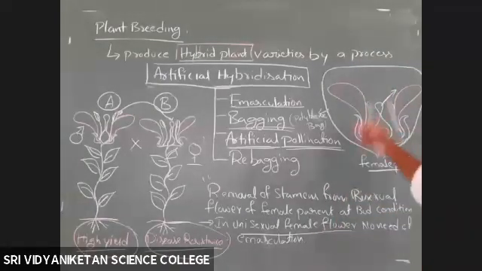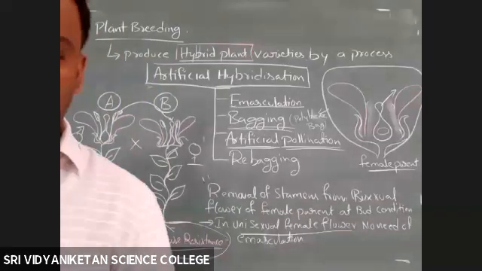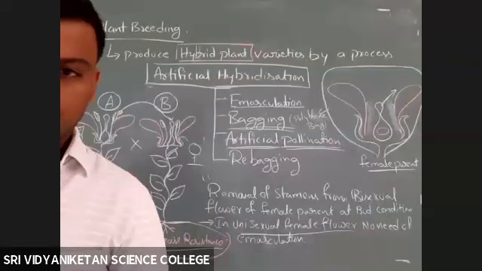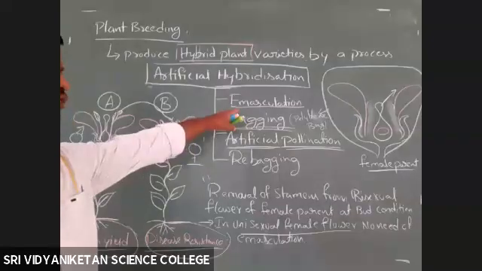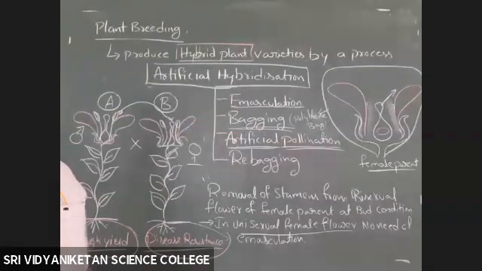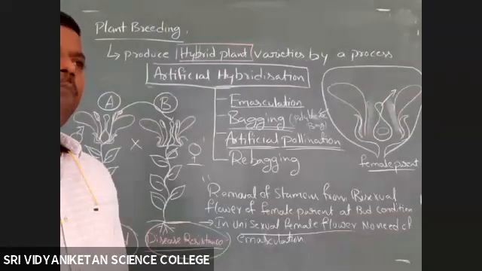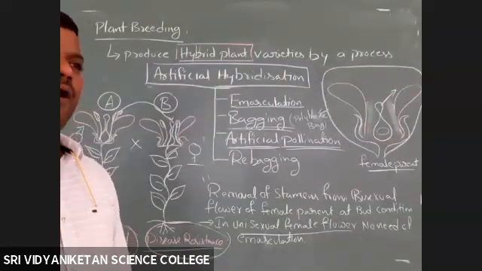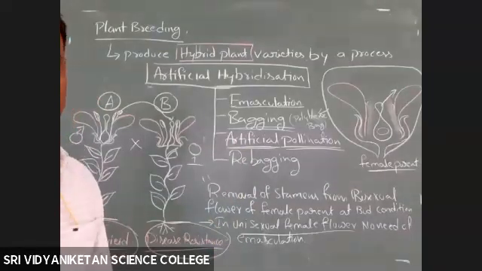For removal of stamens, only stamens are removed. There is no removal of the pistil. If the pistil is removed, there is no fertilization. So we remove stamens by emasculation to prevent the falling of the same flower's pollen grains on the stigma. We perform bagging to prevent the falling of other flowers' pollen grains on the stigma. Artificial pollination takes place. Again, we conduct rebagging.